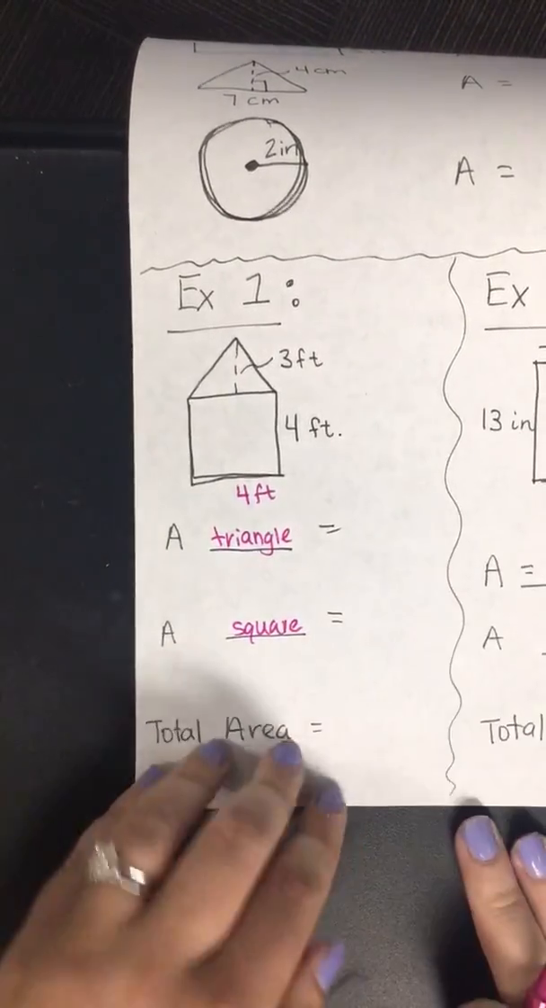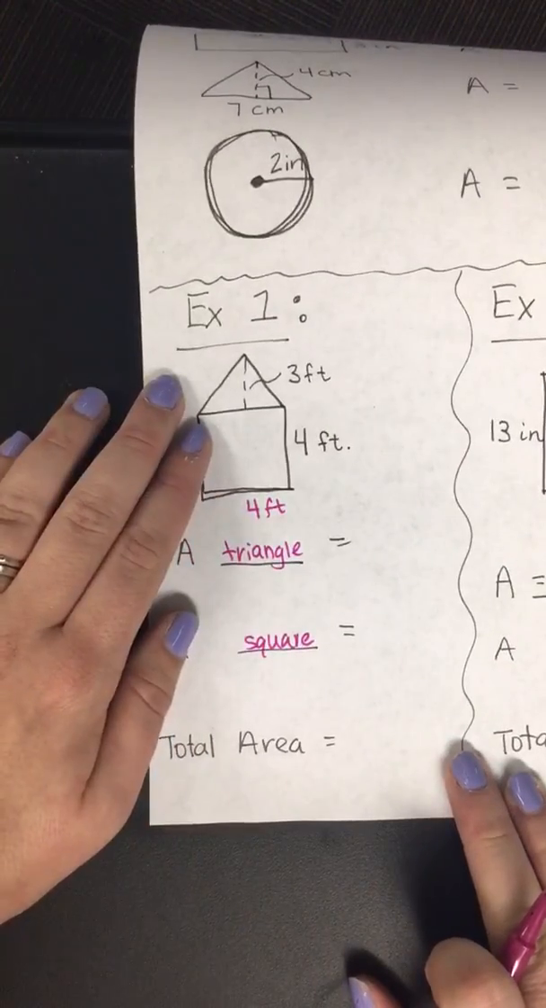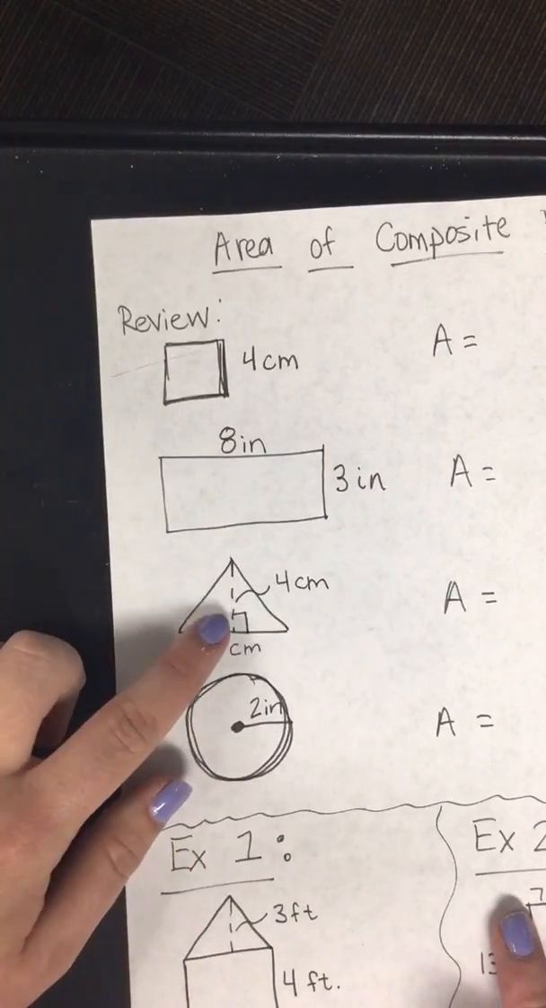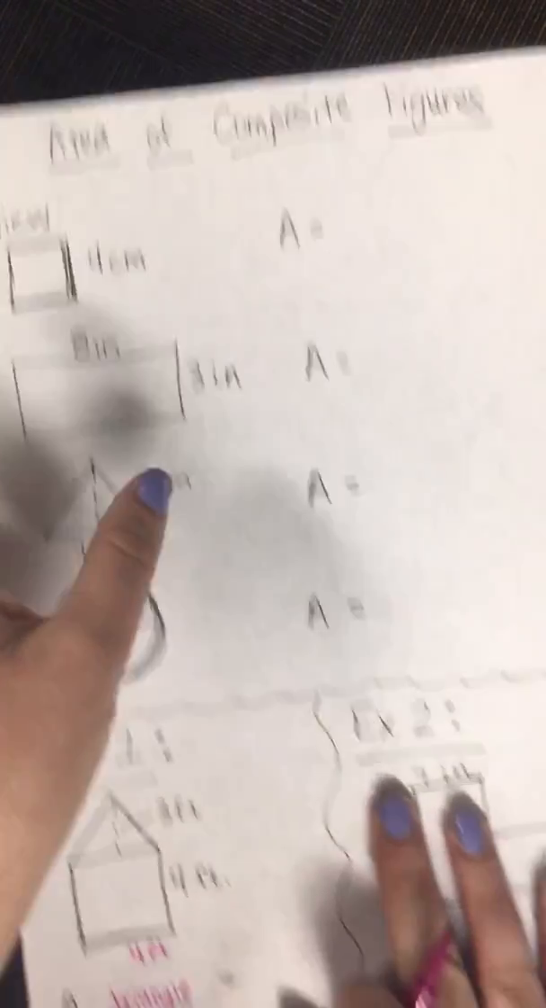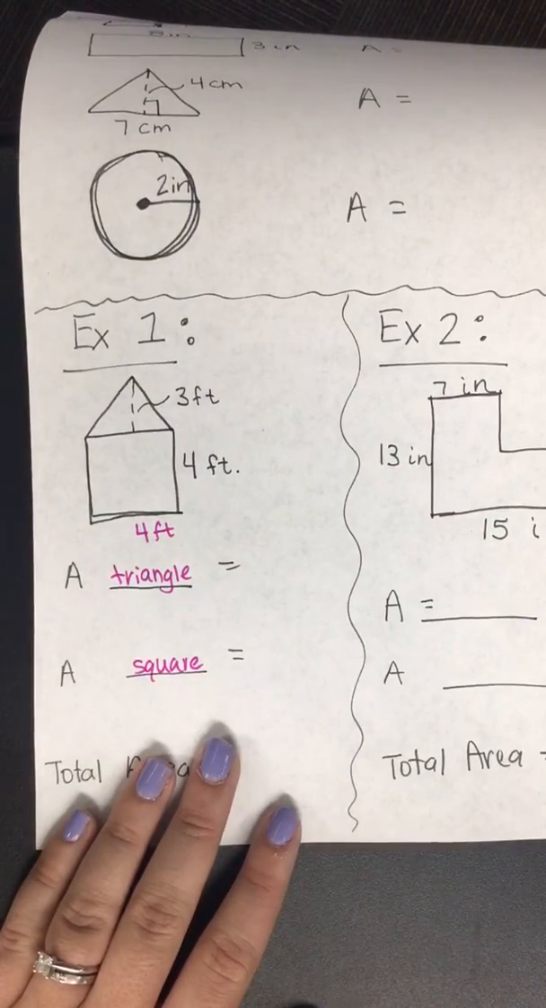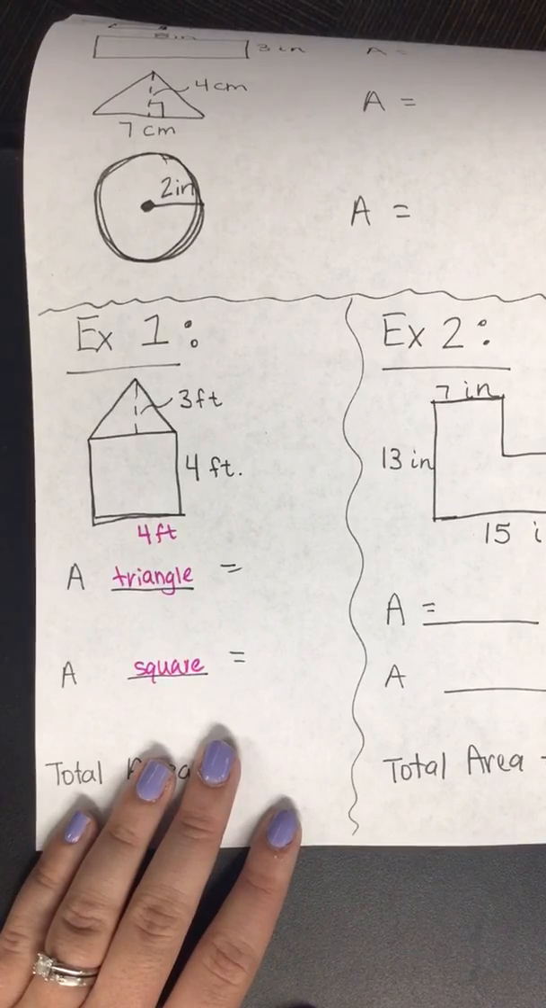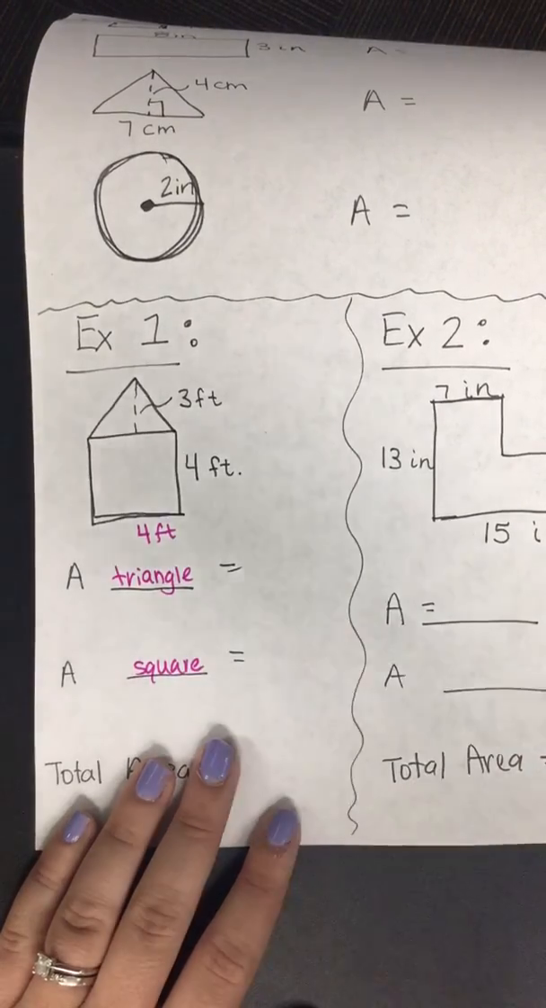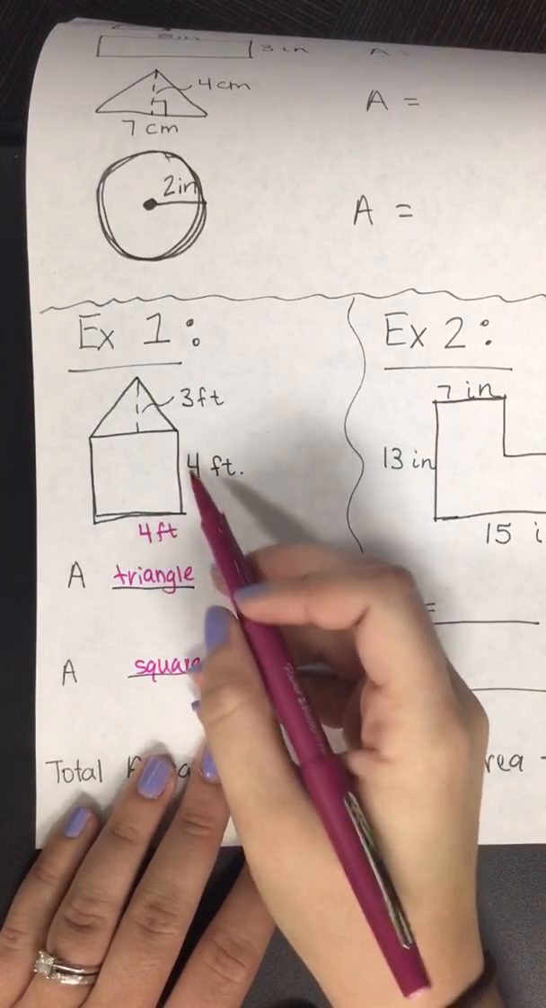All right, so we can look directly above and see, oh, for a triangle, we need base and height, right? Because it's base times height divided by 2. What's the base of our triangle? 4. How do you know that it's 4? Because it's a square underneath it.